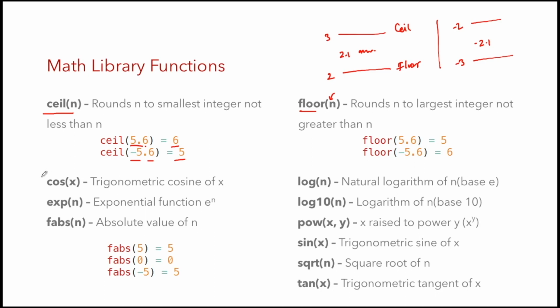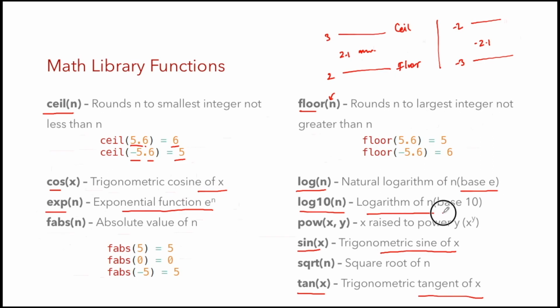We also have other trigonometric functions. cos x will give you the trigonometric cosine of x. Similarly, we have sin x, which will give you the sine of x. Then we have tan, which will give you the tangent of x. Similarly, we have the exponential function of n, which will give you e raised to n. Then you have log n, which will give you the natural logarithm of n with base e. Then you have log10 n, which will give you the logarithm of n with base 10.